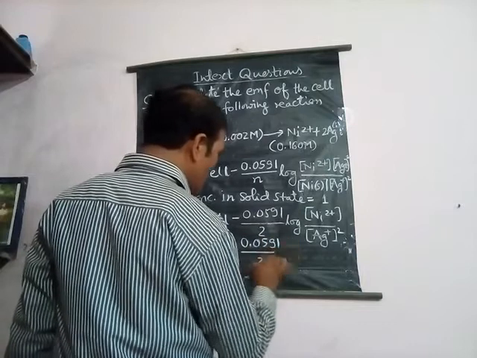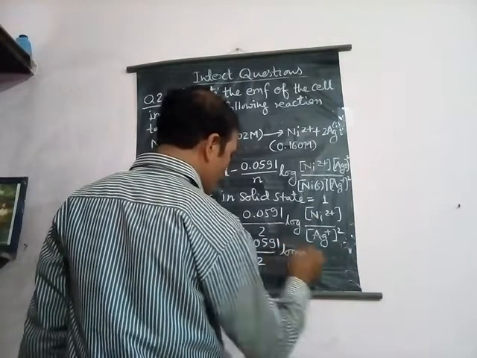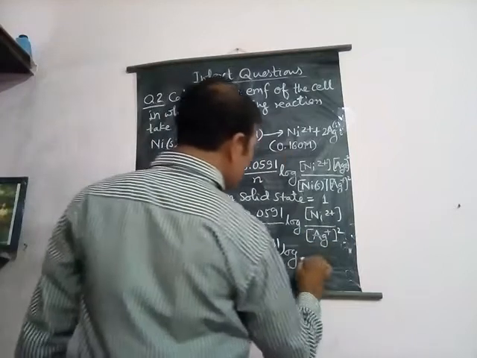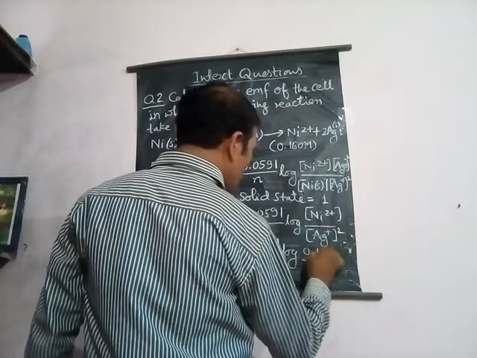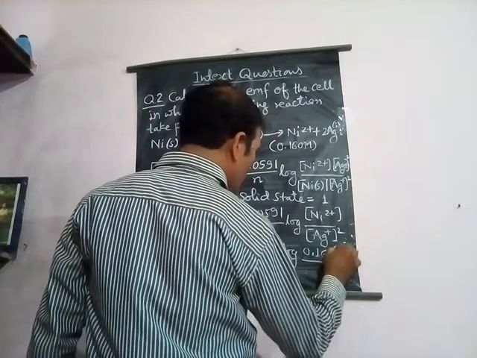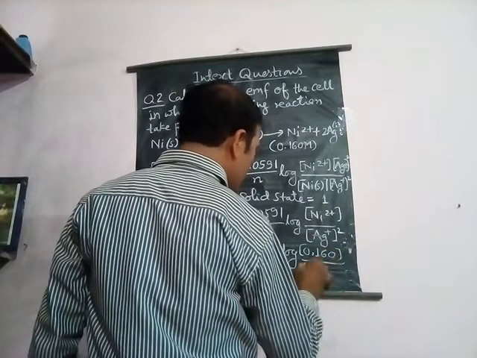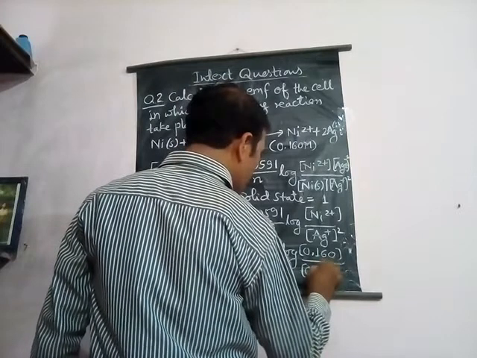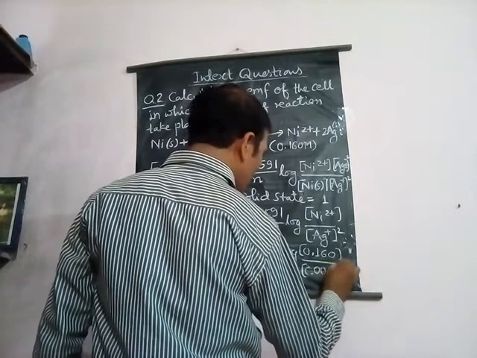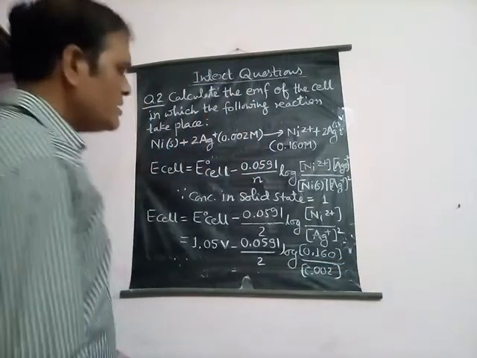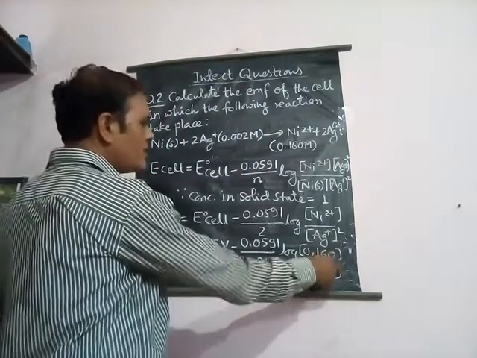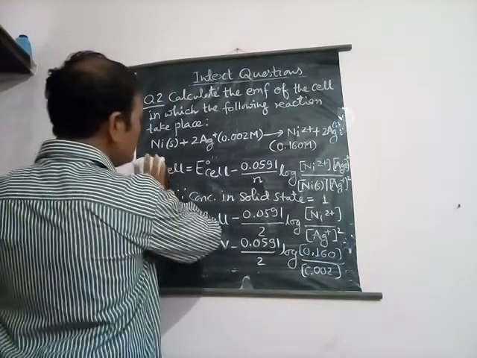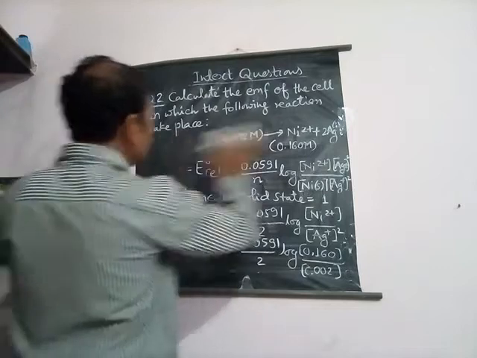0.0591 upon 2 log. What is the concentration of Ni2 positive ion here? The concentration of Ni2 positive ion is 0.160 molar, and the concentration of Ag positive ion is 0.002 molar. Since M will cancel by M, I am not writing the molarity here. Now we will solve this question further.